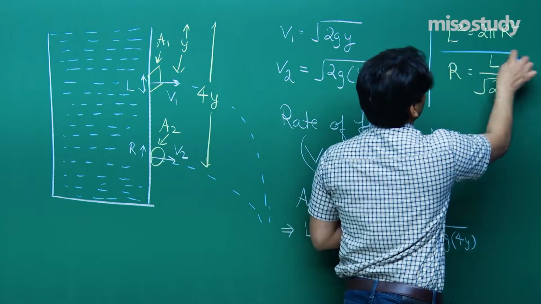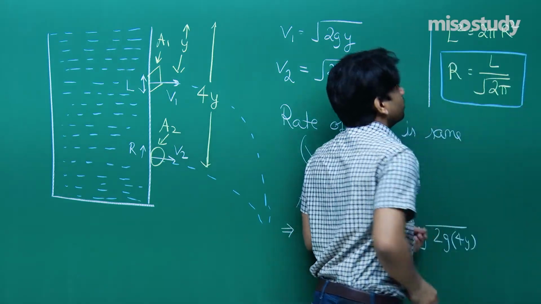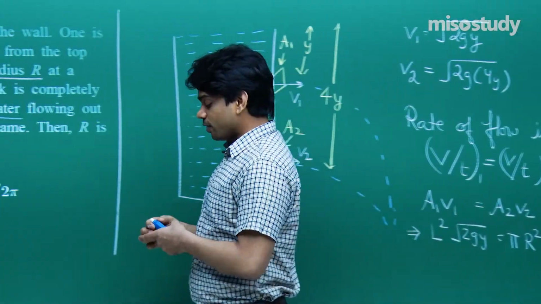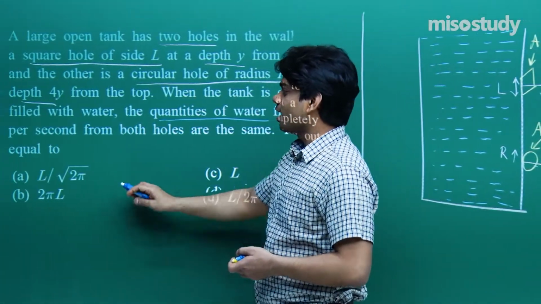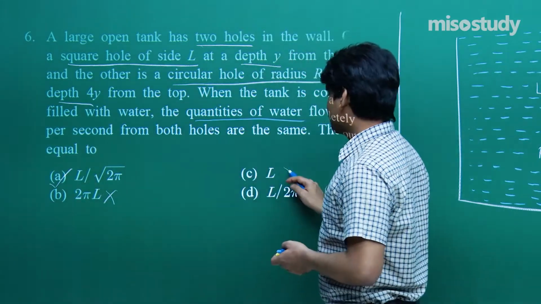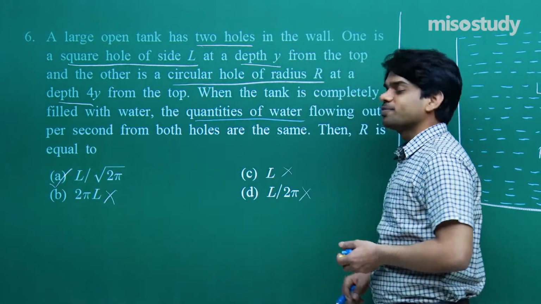I believe that it's clear to everyone, r equals to L by root 2 pi. Let's check with the answer. We have the very first option A, r equals to L by root 2 pi. This is the right option. B, incorrect. C, incorrect, and D, incorrect.